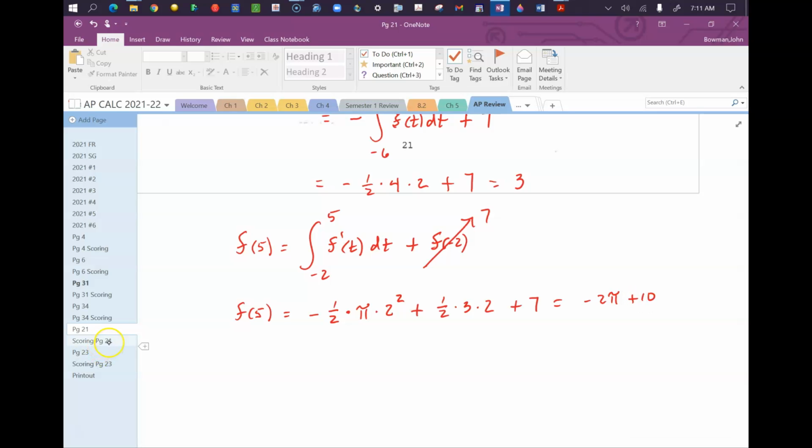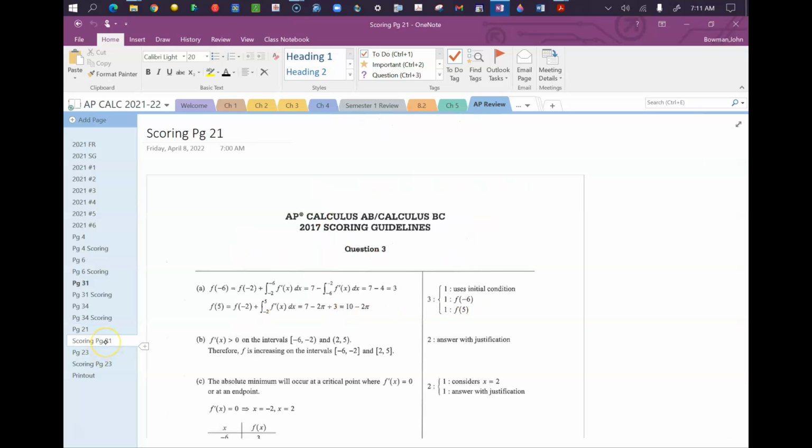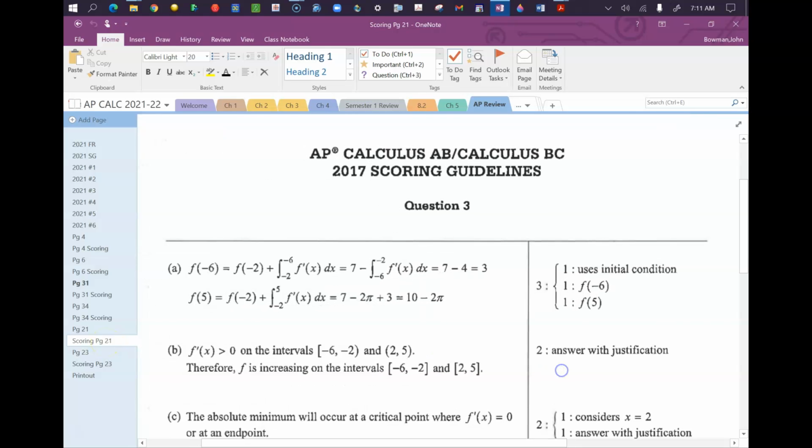Let's take a moment and look at the scoring rubric. Uses the initial condition, finds f of -6, finds f of 5. That's 3 points out of the 9 possible points on this problem.